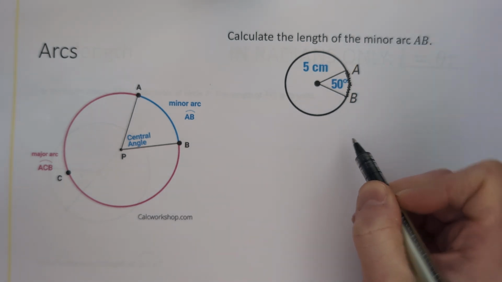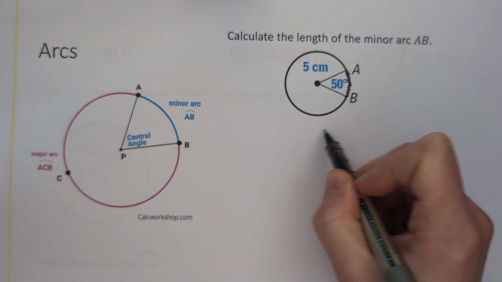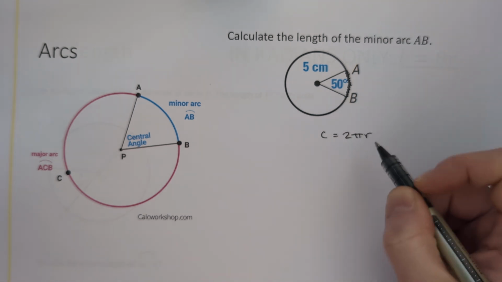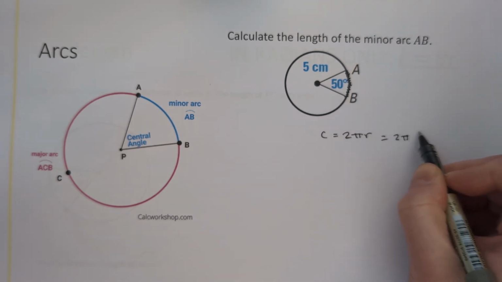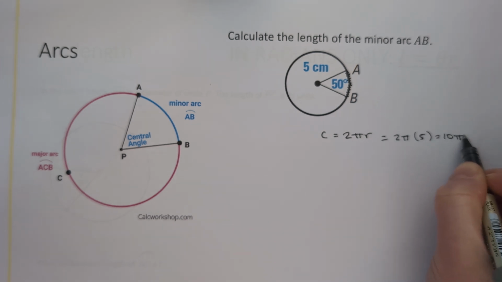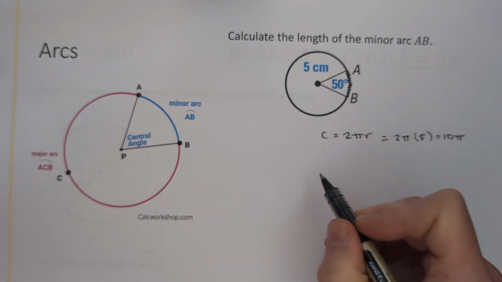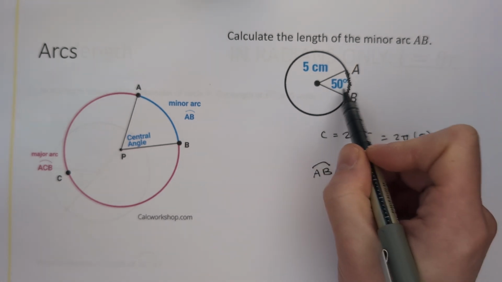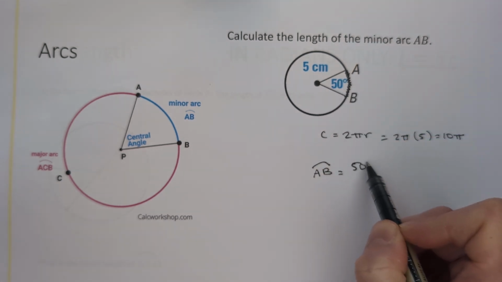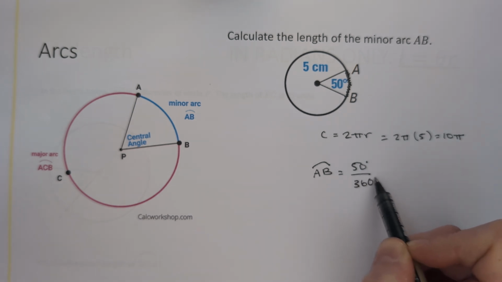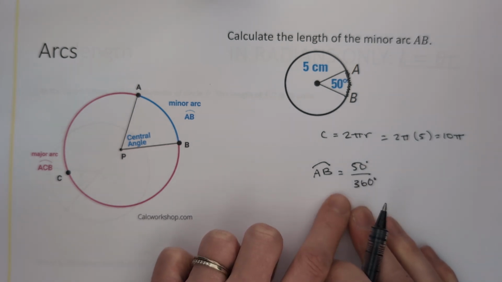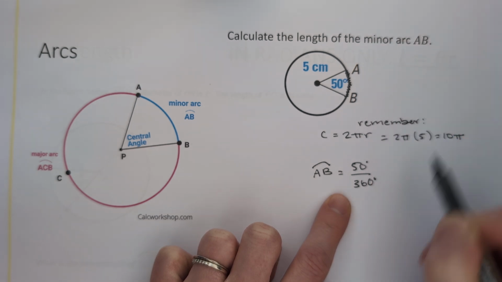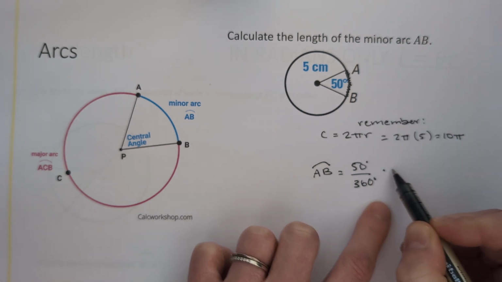The shorter one, well, you know that's a piece of the circumference. And remember that the circumference of a circle is 2 pi times the radius, or you could say pi times the diameter. So 2 pi times 5, or 10 pi. But you only have a part of this. So the arc AB is a fraction of this circumference. And if you're working in degrees, well, it's this much of the fraction of the circumference. This is more of a reminder. Remember this. But it's a fraction of that.